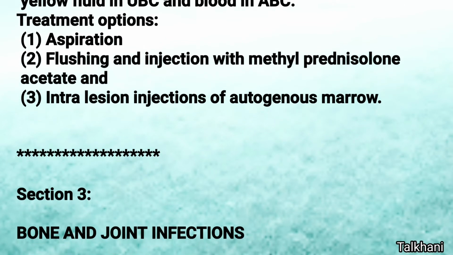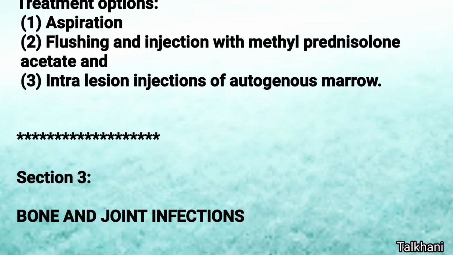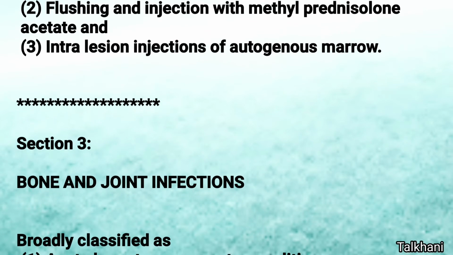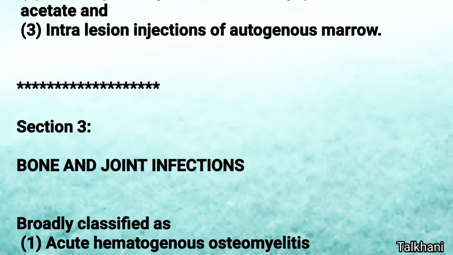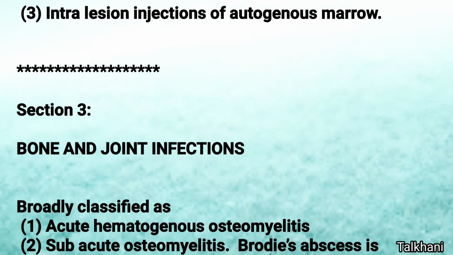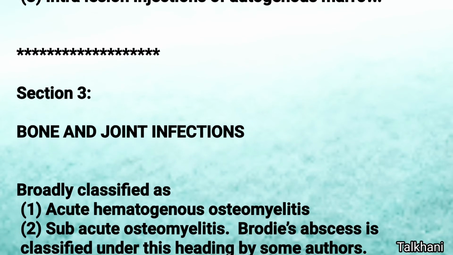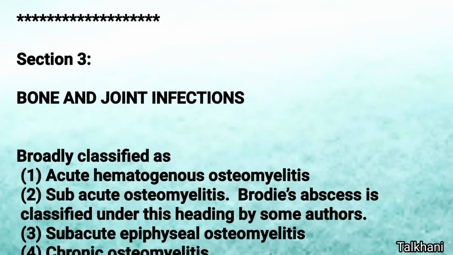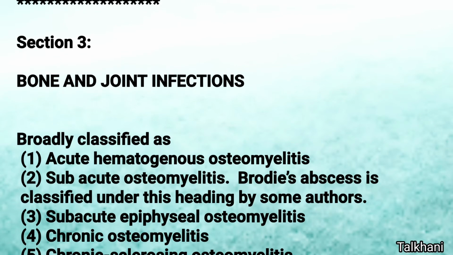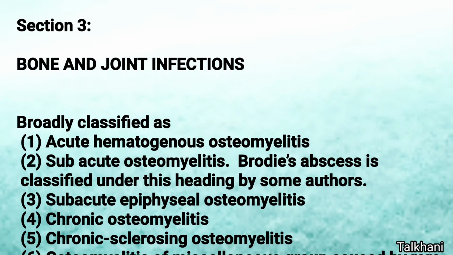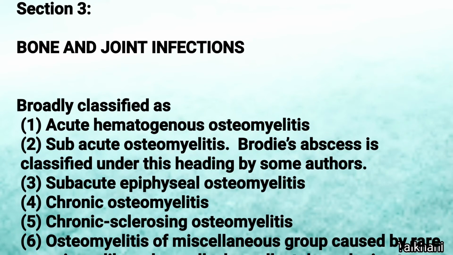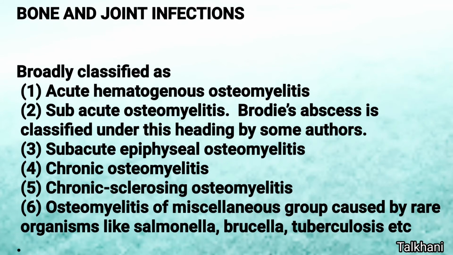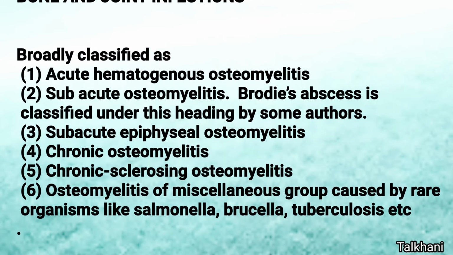Section 3 is about bone and joint infections, broadly classified as: number 1, acute hematogenous osteomyelitis; number 2, subacute osteomyelitis. Brodie's abscess is classified under this heading by some authors. Number 3, subacute epiphyseal osteomyelitis. Number 4, chronic osteomyelitis. Number 5, chronic sclerosing osteomyelitis. And number 6, osteomyelitis of a miscellaneous group caused by rare organisms like Salmonella, Brucella, tuberculosis, etc.